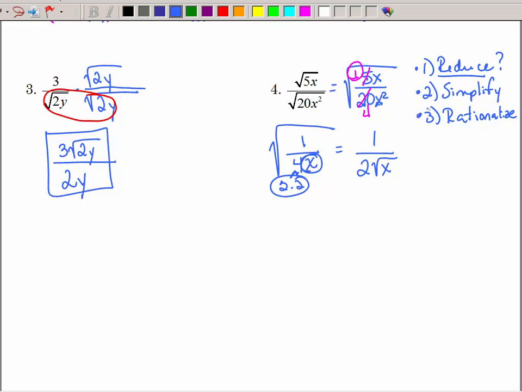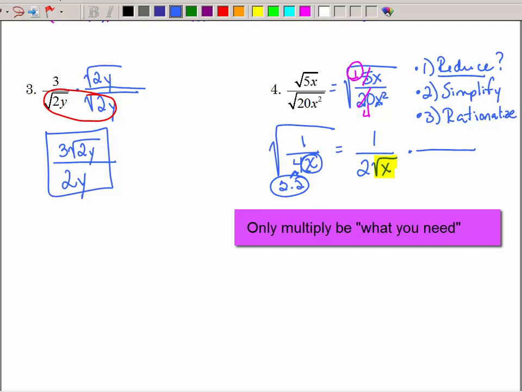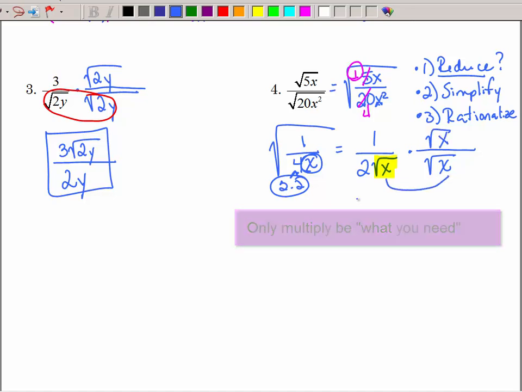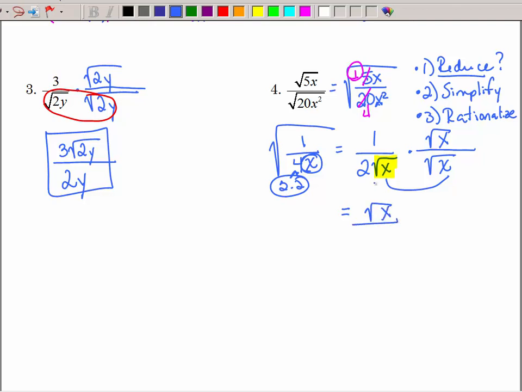Now be careful here. You just multiply by what you need to get rid of the radical. So we're looking at just this part. The 2 is already outside of a radical, that's not needing to be rationalized. So what I need to multiply by is just the square root of x. That's going to create that pair. So on top, 1 times the square root of x is the square root of x. I keep that 2. The square root of x times the square root of x is just x.